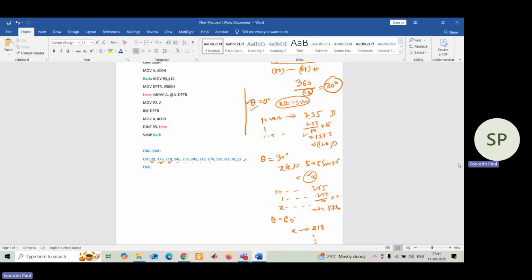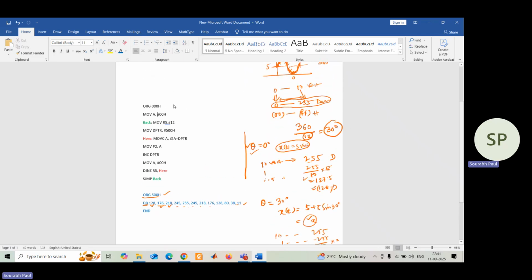Now I am using my lookup table to save all these 12 values. In 8051 the syntax is that you have to take any location, that is, ORG 500 I have taken here, then you use DB (define byte) and write all these 12 values separated by commas.